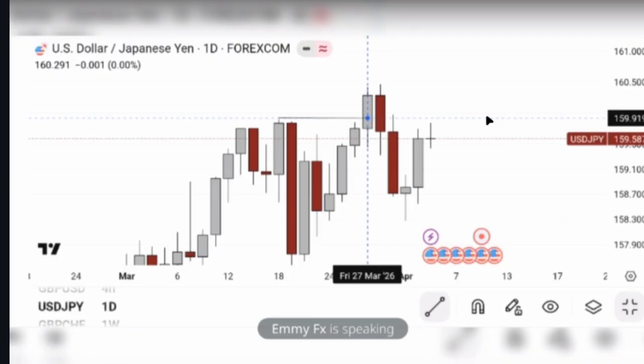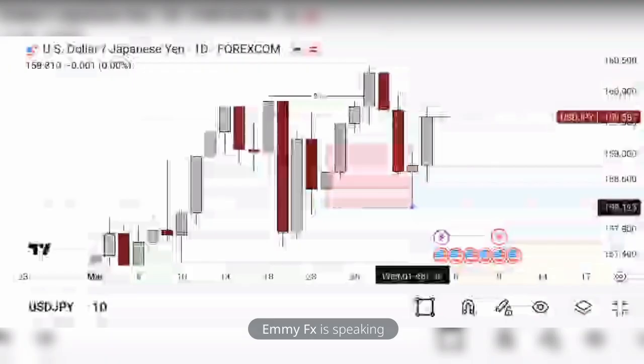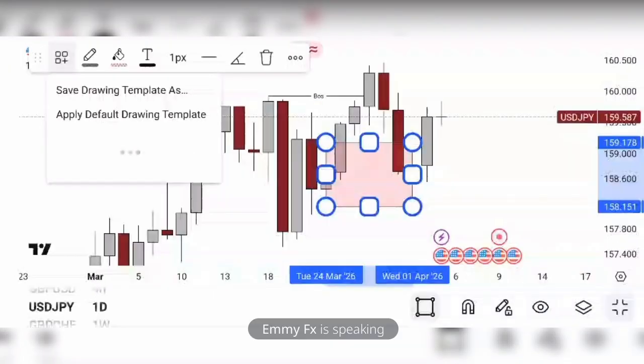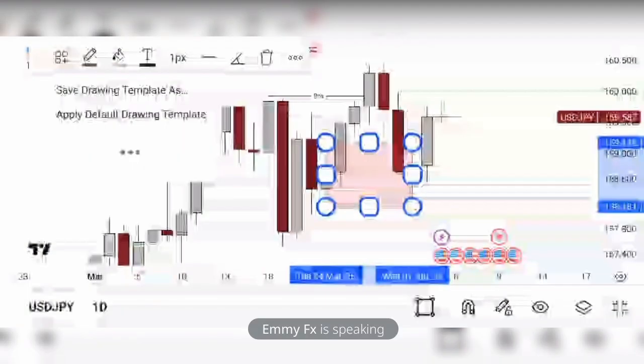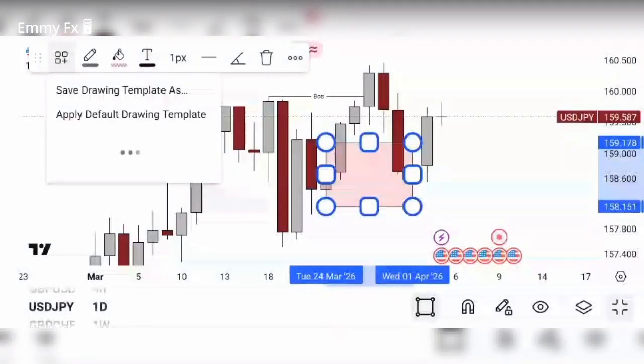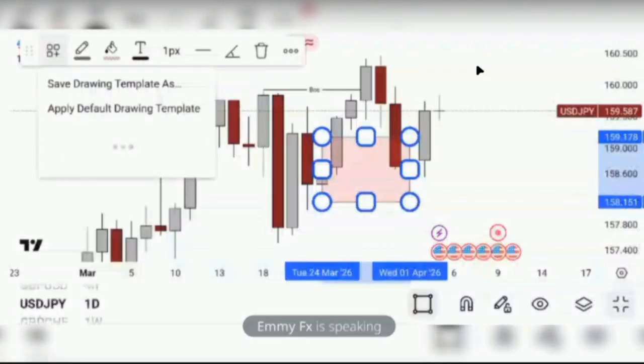All right, after this break of structure, where do we see the order block that caused the break of structure? You can see how price reacted from that order block. That is the order block that caused the break of structure.